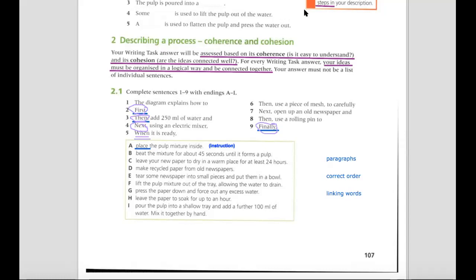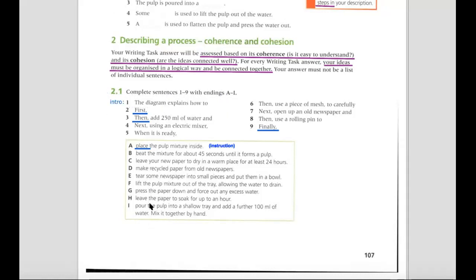Okay, so what we're going to do here is we're going to match these sentences. So number 1 to 9, you have the first half of the sentence, and A to I, you have the second half. So you need to match the first half to the second half. And this will describe the whole process that we just looked at. So I'll do number 1 with you. Let's have a look. The diagram explains how to. So this sentence is our introduction sentence. So all you're doing is using that heading that we saw. You can paraphrase it for your introduction sentence.